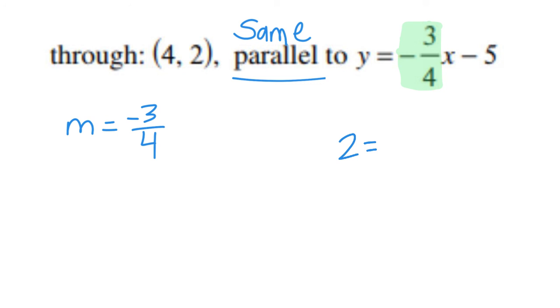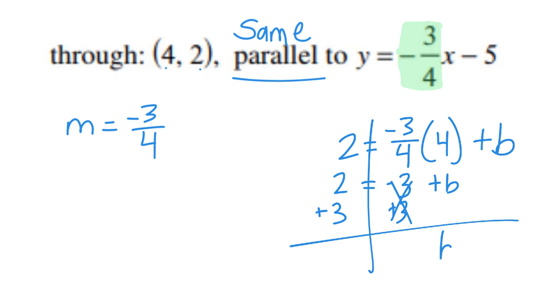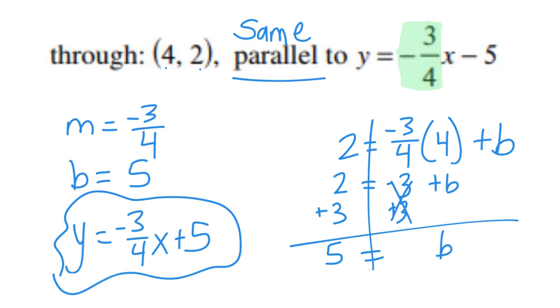So 2 equals -3/4 times 4 plus b. So I'm subbing those parts into y equals mx plus b. Y, m, x. Looking for b. So I'd multiply that, get -3. Add 3 on both sides. And I'm going to get that my b would be 5. And so I can write an equation just like that.